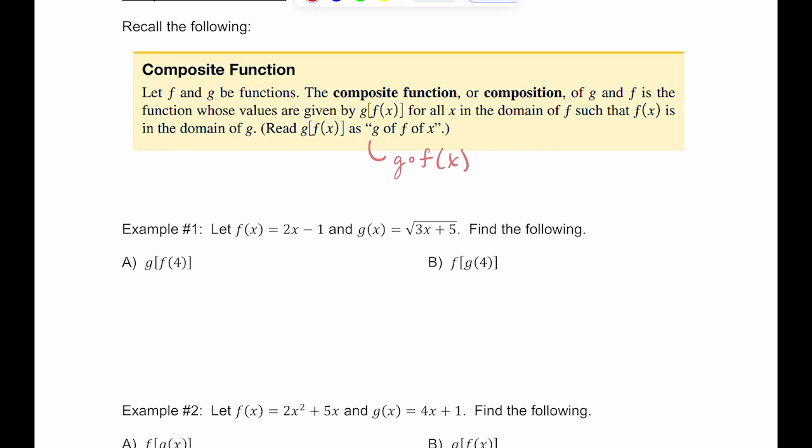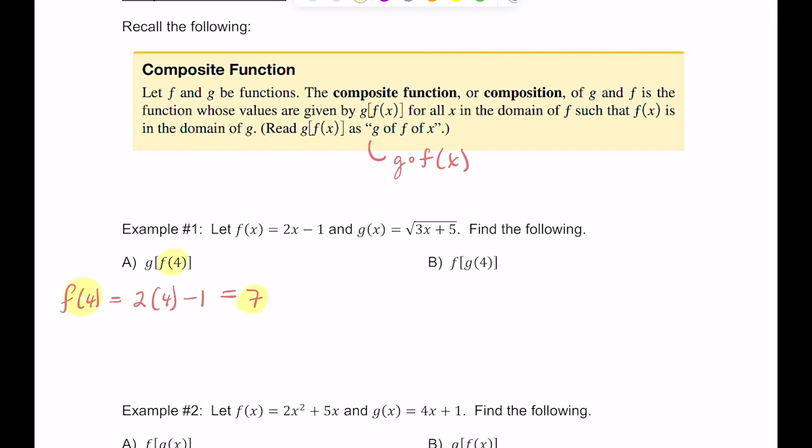Let's look at an example of composition of functions. Let f of x equal 2x minus 1 and g of x equal the square root of 3x plus 5. Let's say I want to find g of f of 4. The first thing I need to do is work inner to outer. I'm going to find f of 4 first, which is just an evaluation problem. I substitute 4 in for x in the f function, 2x minus 1, and when I simplify that, I get 7. So f of 4 equals 7.